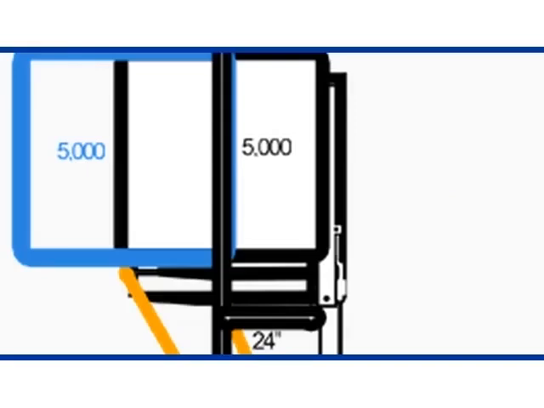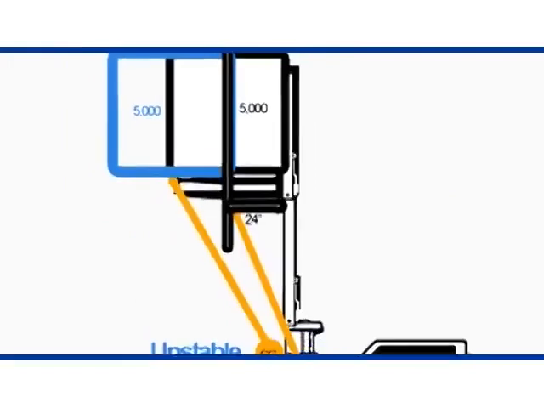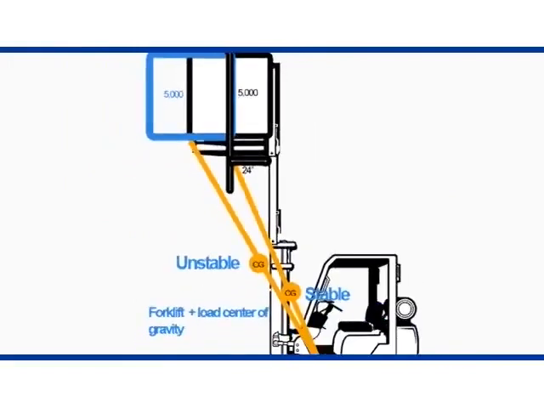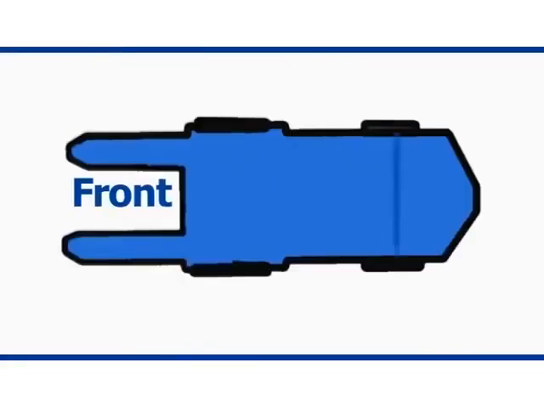Other factors that influence both longitudinal and lateral stability are the location of the load center on the forks, the height of the load, and the degree and direction of the lean of the truck when operated on a surface that is not level. The stability triangle is another way of communicating the concept of stability.